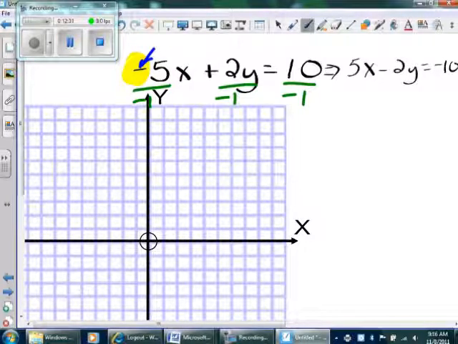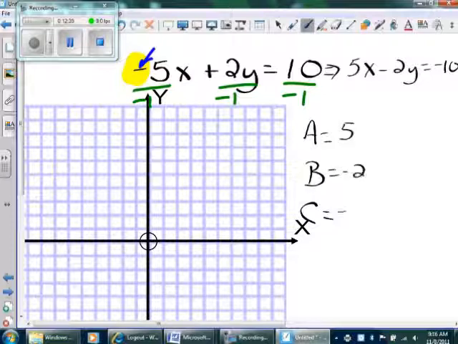All right, now I'm going to list my A, B, C. Easy as 1, 2, 3. In this case, it's easy as 5, negative 2, negative 10. All right, those are the A, B, and C terms. They are not variables, remember, they are coefficients, and C is a constant. A and B are the coefficients.